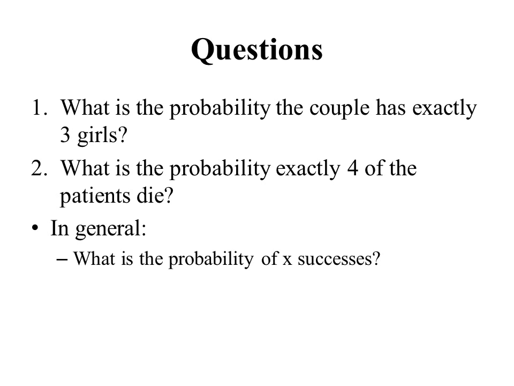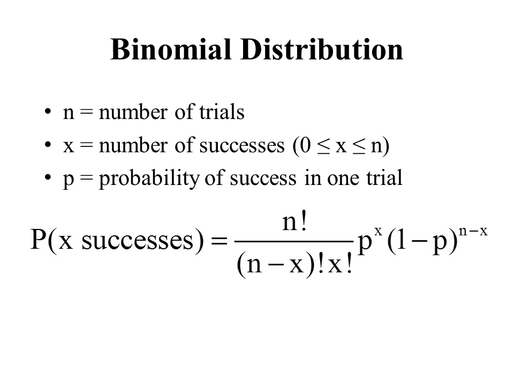And the binomial distribution gives us a formula for calculating these probabilities. So here's the formula that we're going to use. We need 3 variables that we need to define here. N is the number of trials. X is the number of successes that we're interested in. X has to be between 0 and n. And then P is the probability of a success in one trial.